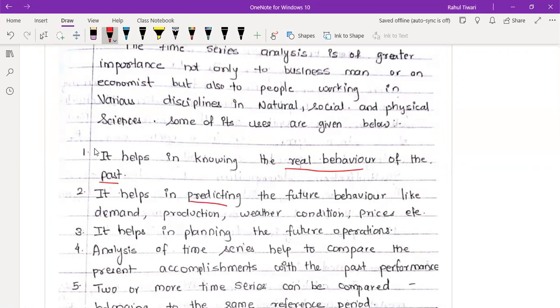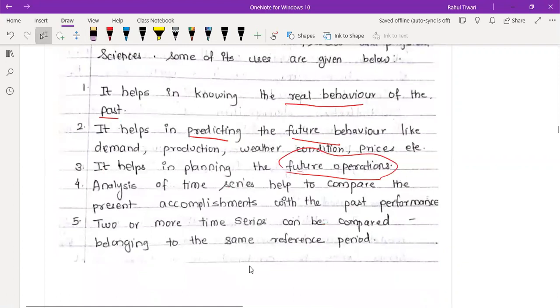Then it helps in predicting the future behavior. Looking at past behavior, one can predict future behavior, like demand, production, weather condition, price, etc. It helps in planning future operations. If you want to make a stock of 1,000 quintals of rice for the coming years, you can plan it according to the time series. Analysis of time series helps to compare the present accomplishment with the past performance.